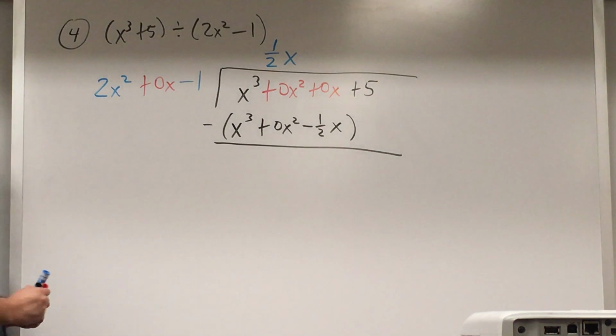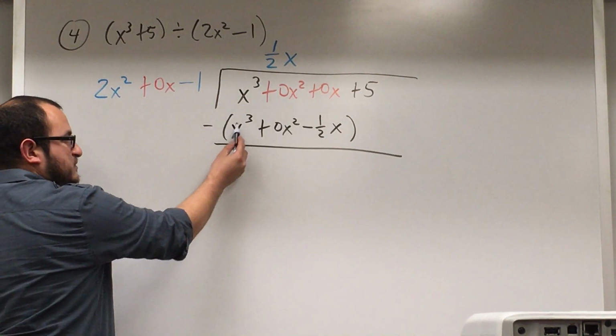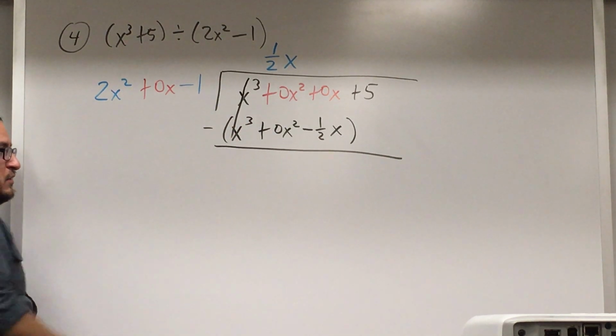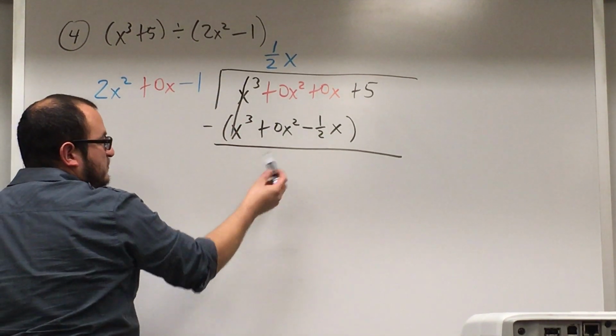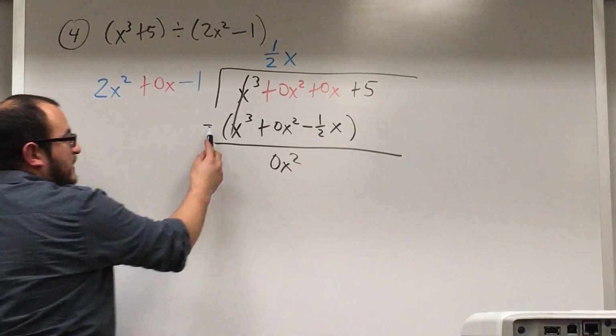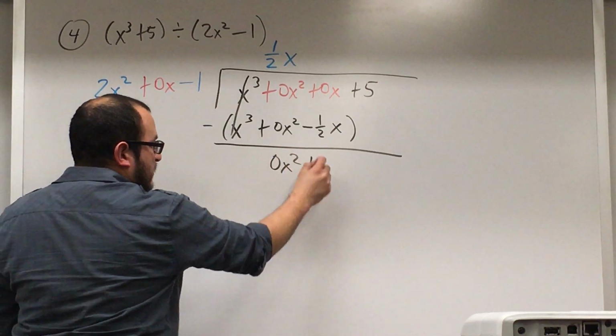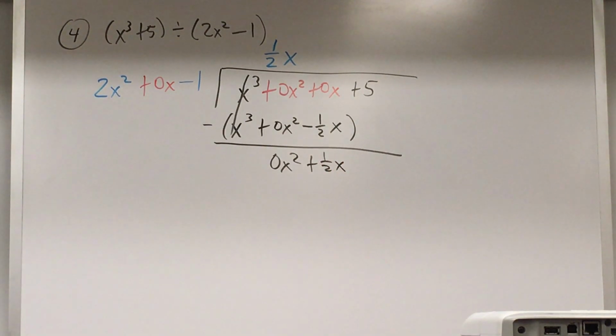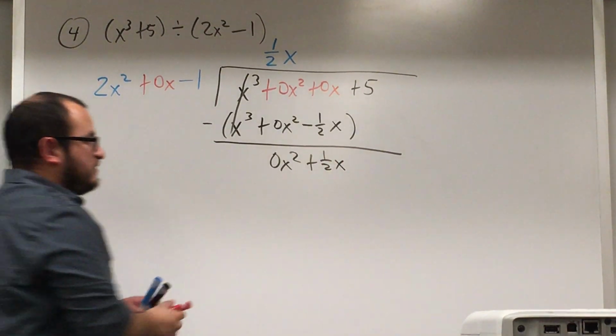All right, so did I eliminate the first term? A negative x cubed plus an x cubed is gone, so I did good. 0 minus 0 is still 0x squared. And then negative times the negative is positive 1/2 x. All right, go ahead and bring down the 5.